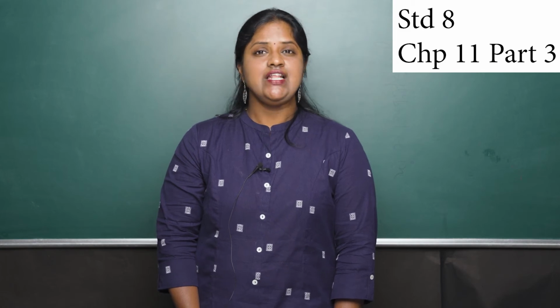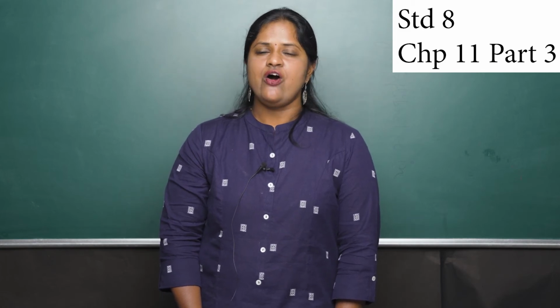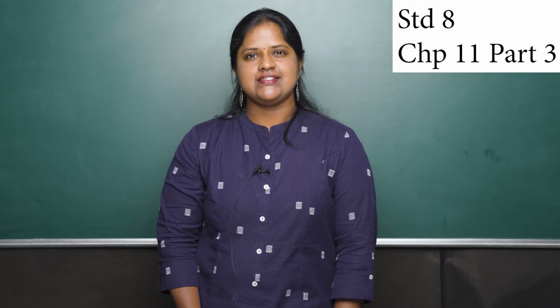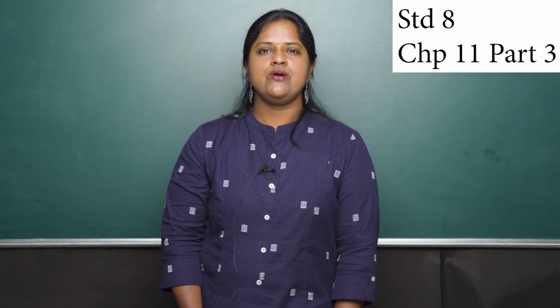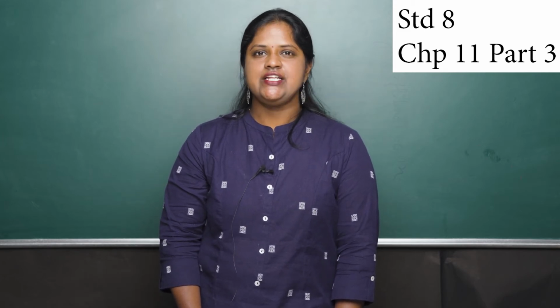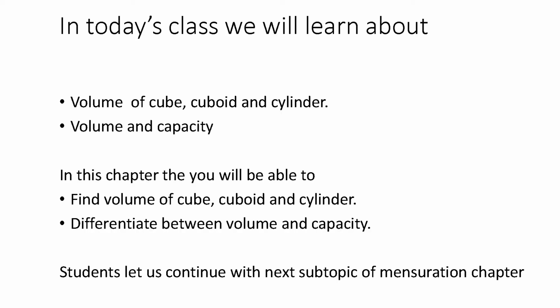In last class, we learned to apply to find area of polygons, surface areas and lateral surface areas of three-dimensional figures like cube, cuboid and cylinder. In today's class, we are going to learn about volume of three-dimensional shapes like cube, cuboid and cylinder, and also volume and capacity. In this chapter, you will be able to learn volume of cube, cuboid and cylinder and differentiate between volume and capacity.